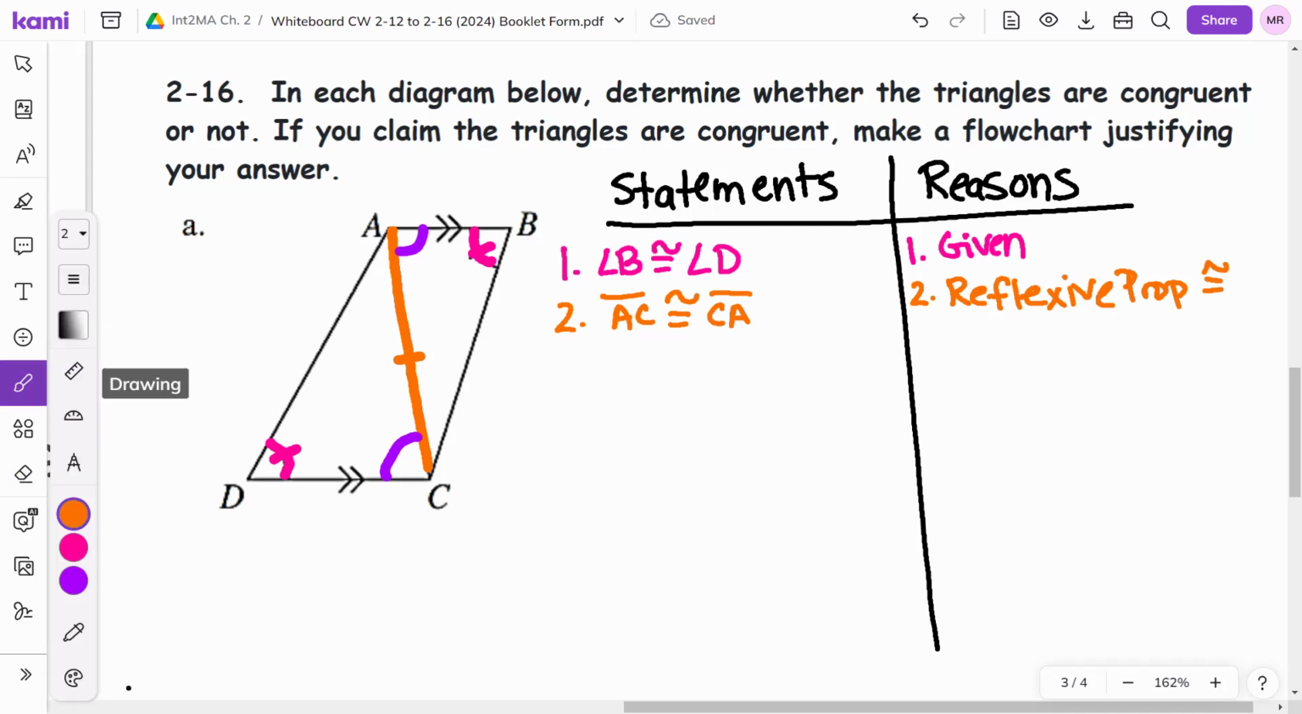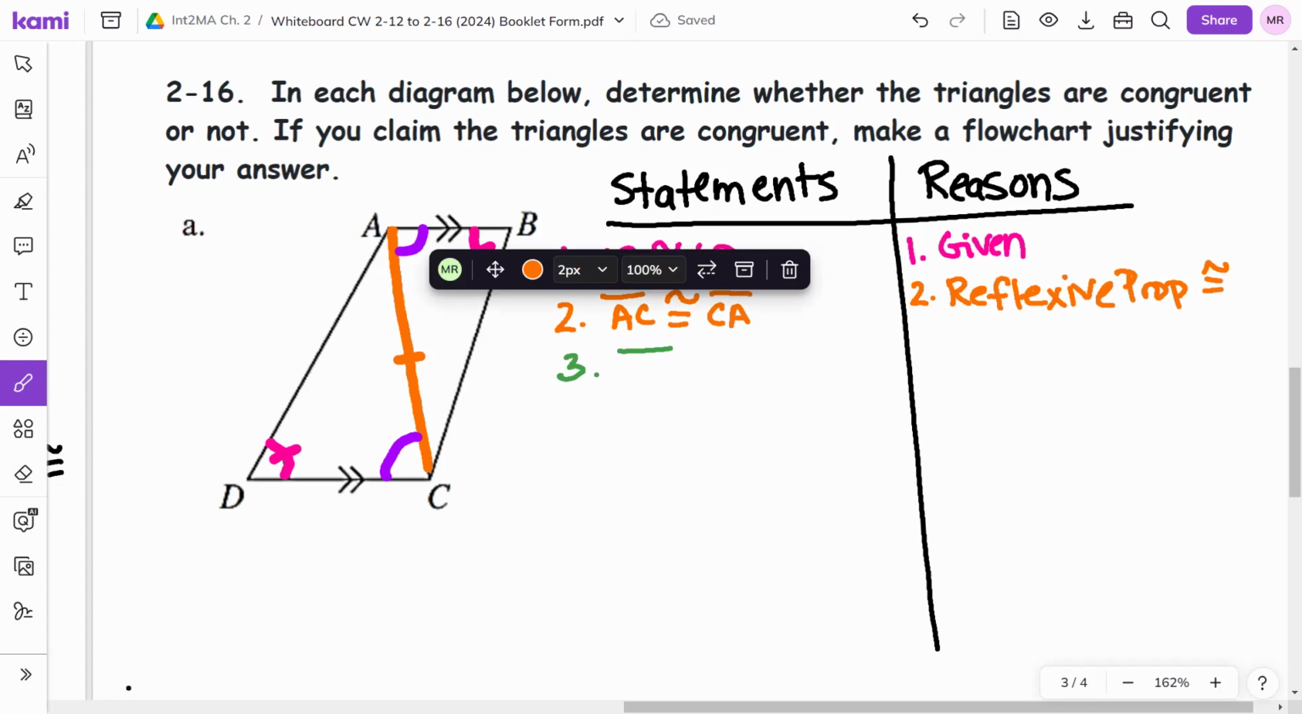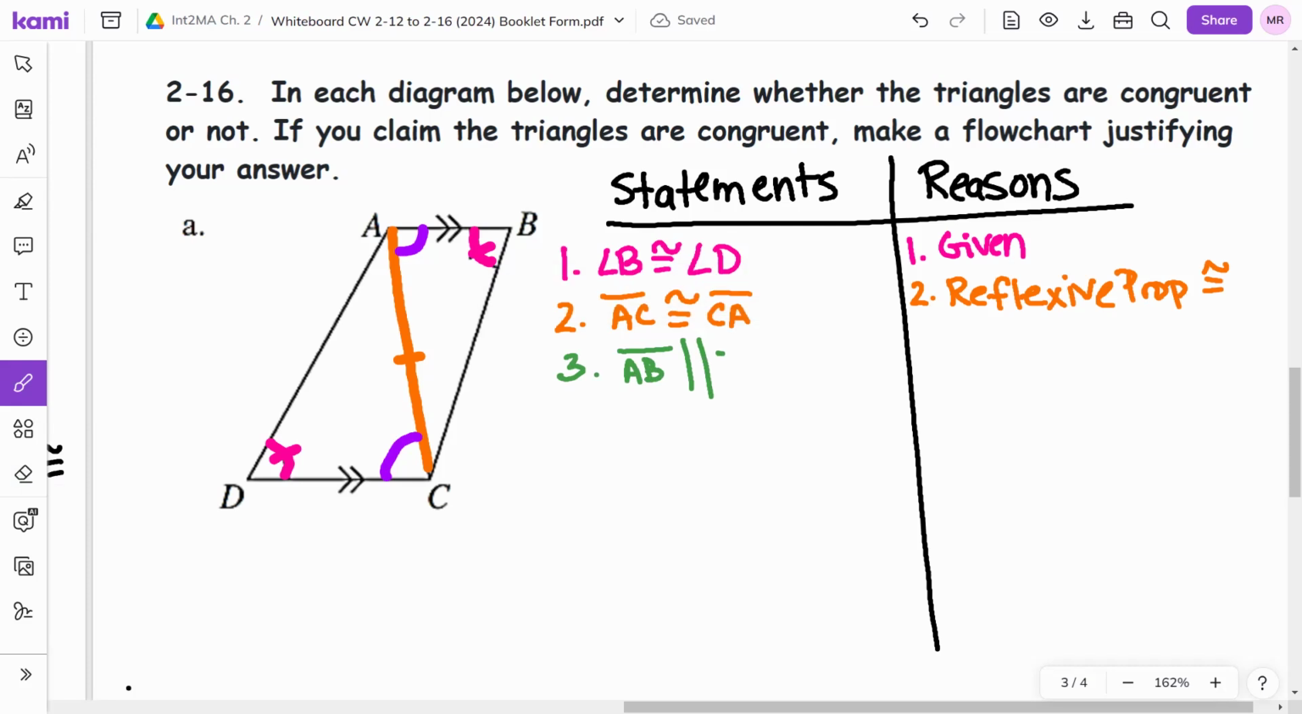Now, my third thing I'm going to say is that line segment AB is parallel with line segment, and I'm going to keep the order, so AB, I'm going to say CD. Reason: given.